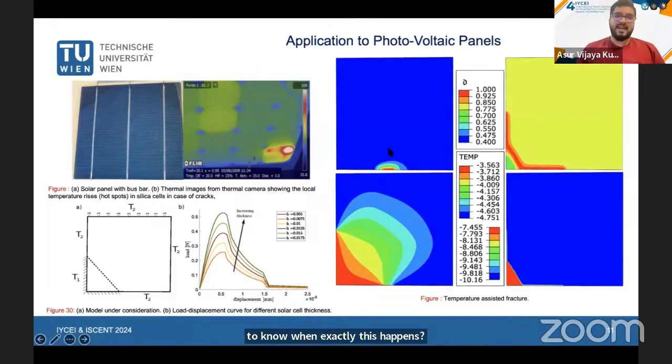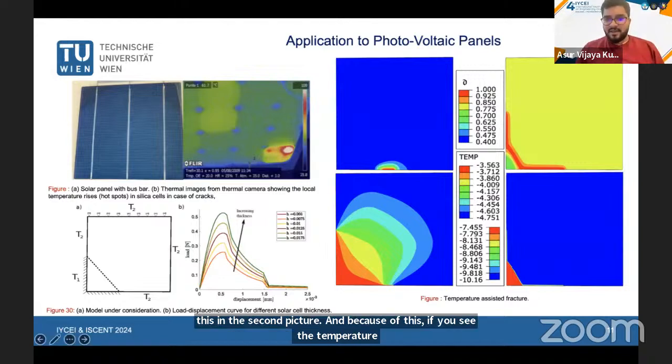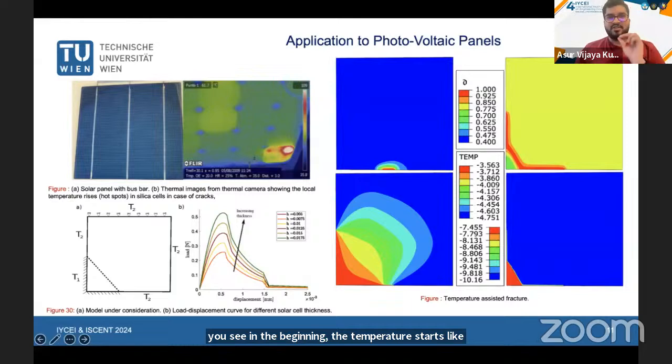So on the right side, again, this is done using the phase field method. So you see that there's a small crack that started here in the first picture. And then that crack somehow propagates like this in the second picture. And because of this fracture, if you see the temperature, in the beginning, the temperature starts like this, and then the temperature is completely concentrated in one spot, which is exactly what we see here in the experiments or in the real scenario.